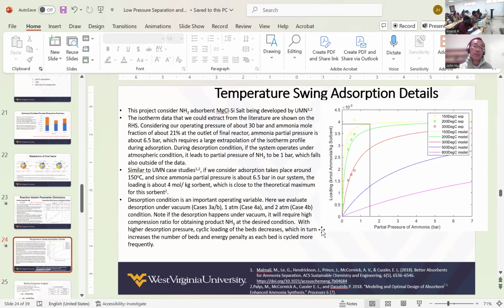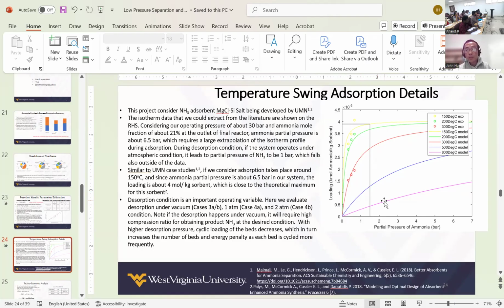We use this, and in the simulation, you have to have very reliable data. As I mentioned at the beginning, if you do not have reliable data, your modeling work will be garbage in, garbage out. So you have to find reliable data.